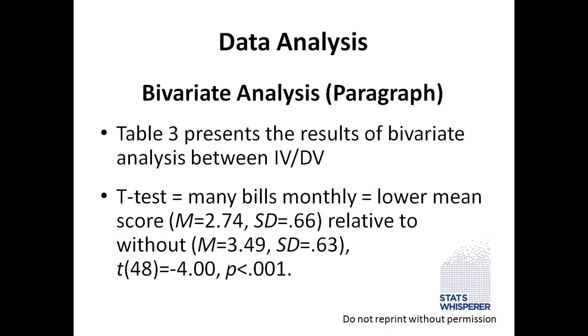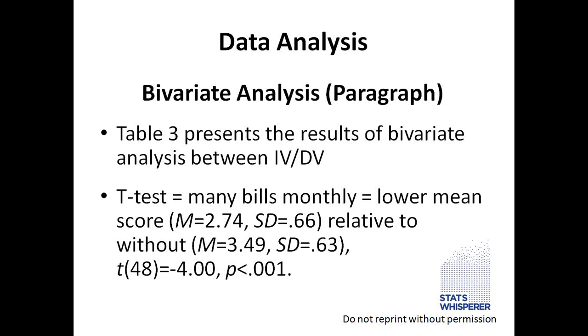Okay, now, the bivariate analysis itself. As I said, we always start off that paragraph with table so-and-so, as in Table 3 presents the results of the bivariate analysis between the independent variable and the dependent variable. So you'll see that we describe first the t-test. Our t-test told us that in Many Bills Monthly, there was a lower mean score for people who had Many Bills Monthly relative to those who did not have Many Bills Monthly.